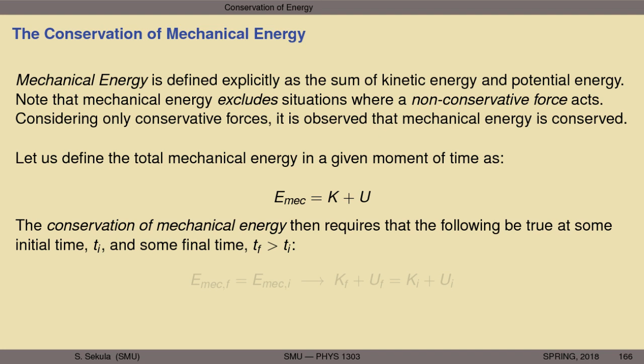at some initial time t_i and at some final time t_f, where I'm taking the final time to be later than the initial time. That statement is that the mechanical energy at the final time must be equal to the mechanical energy at the initial time. In other words, the sum of the kinetic and potential energies at the later time t_f is unchanged and equal to the sum of the kinetic and potential energies at the earlier time t_i. That is a statement of conservation. The left side equals the right side. The total mechanical energy at the later time equals the total mechanical energy at the earlier time.